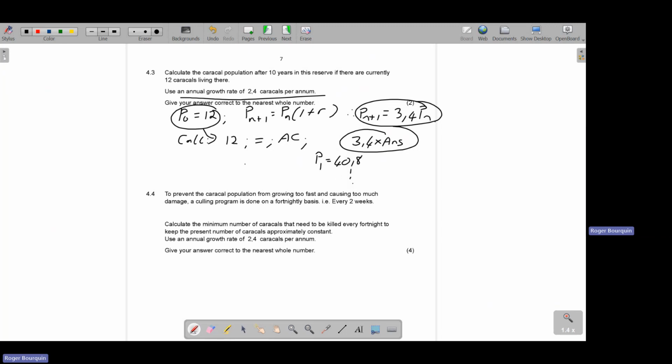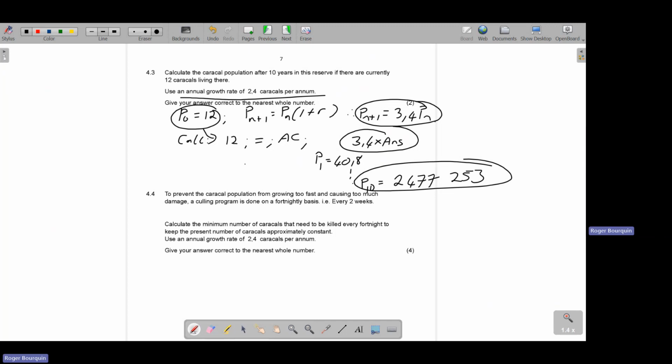And then you keep pressing equals on your calculator. You go equals, equals, equals, equals. It's for 10 years. So you press the button 10 times and you should end up with P10 is equal to 2,477,253. At this point, they would often say to you, is this a realistic number? Well, to think of if it was insects, perhaps, but caracals, to grow from a population of 12 to that is entirely unrealistic, really. Okay, so there's something fundamentally wrong with this model as it stands.